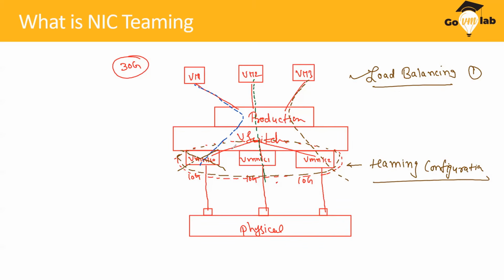There is no network connectivity loss going to happen, because this VM traffic, which was going over this uplink, will now fail over either to this uplink or to this uplink. So I still have an uplink which can serve the traffic. The only issue that will happen here is the bandwidth, because earlier I was processing 30 gig of requests.